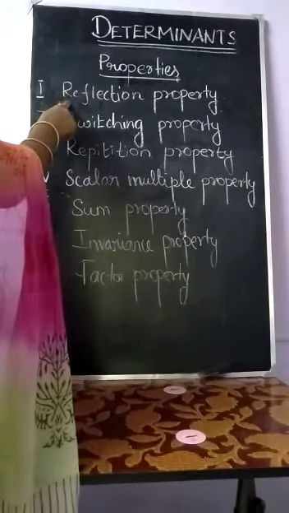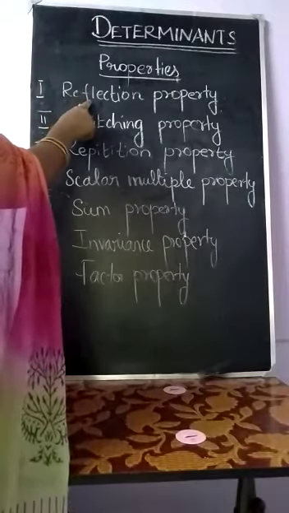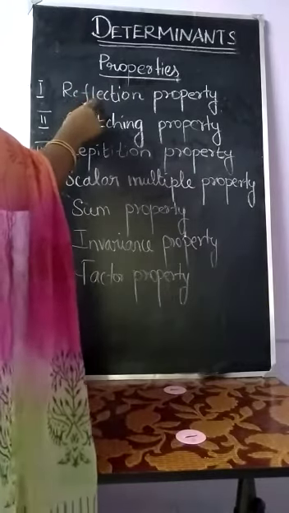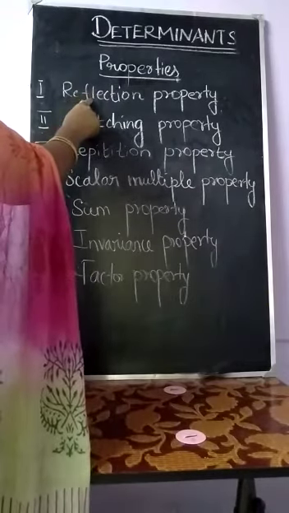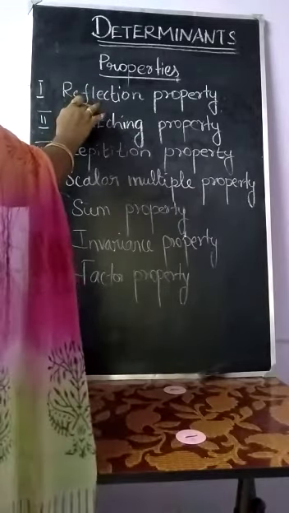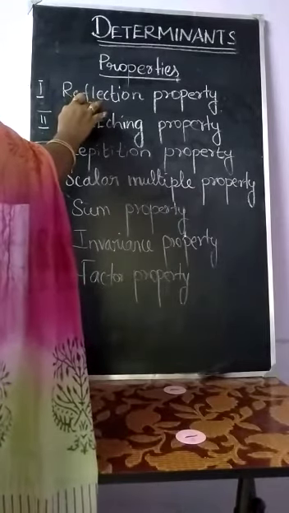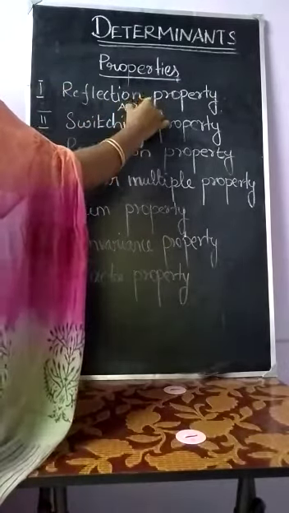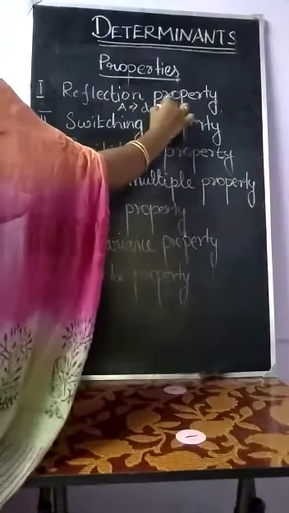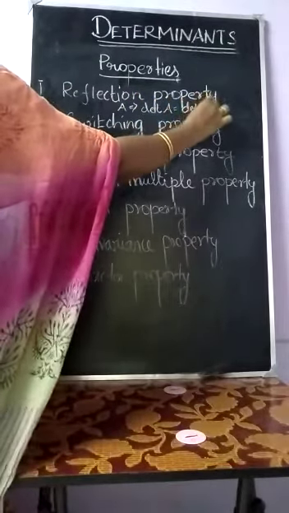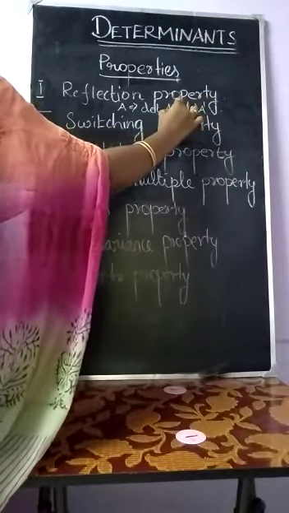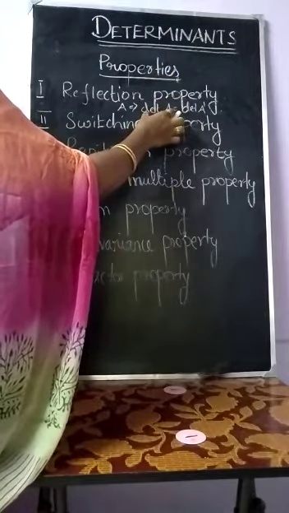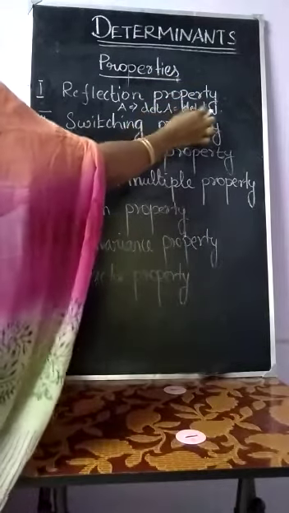Now I am going to explain the first one, reflection property. The value of the determinant remains unaltered by interchanging its rows and columns. That means the interchange of rows and columns does not change the value of the determinant. Whatever is true for rows is also true for columns. Suppose A is our square matrix. The determinant A value is equal to determinant A dash, where A dash is the transpose of A. Transpose means we interchange the rows and columns. So the value of the determinant remains the same: determinant A equals determinant A dash.